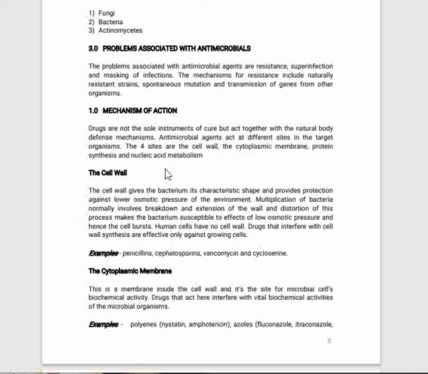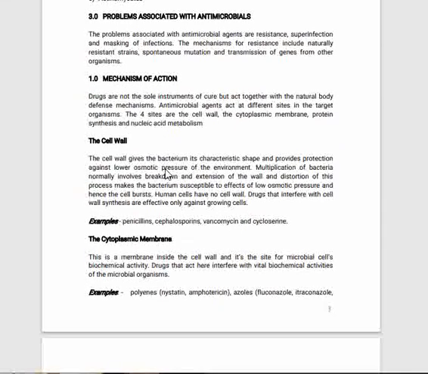Now, for instance, we have what we call selective toxicity, which is not on the slide, but you need to know it. When a drug targets a microbial cell wall, it does that only to the cell wall of microbes, not human cells, because human cells do not have a cell wall. The drugs that interfere with cell wall synthesis are effective only against growing cells, and that gives them the title bacteriostatic drugs and not bactericidal.